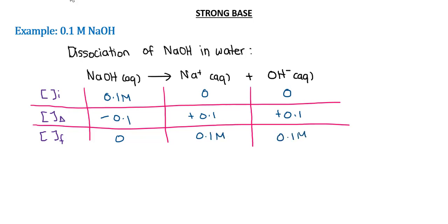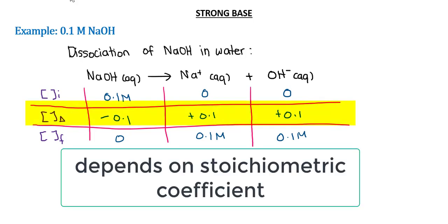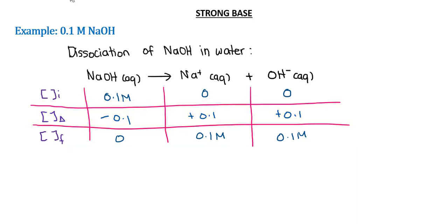Again, remember, the change of concentration still depends on the stoichiometric coefficient of the balanced equation. If there are 2 moles of hydroxide ion, the value of the change in concentration must be multiplied by 2.